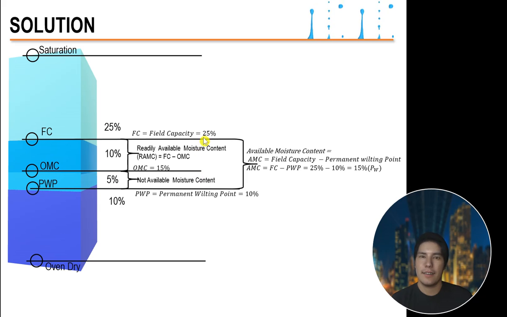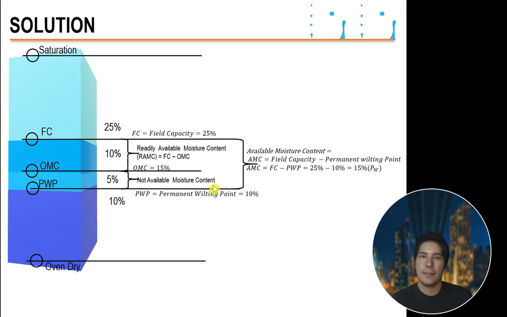So bali yung difference nung dalawa, yung 25% minus 15%, yan yung readily available moisture content. So ito yung minamanage or ini-extract nung plant, no? Without stress, no? Like madali lang i-extract nung plant to. We have 10% as a RAMC. So, given din yung PWP, the permanent wilting point, which is 10%. So, bali, yung total natin dito, yung 25 minus 10, so we have 15, no?